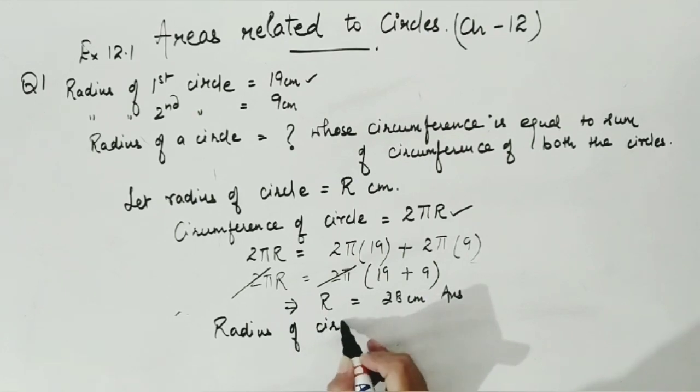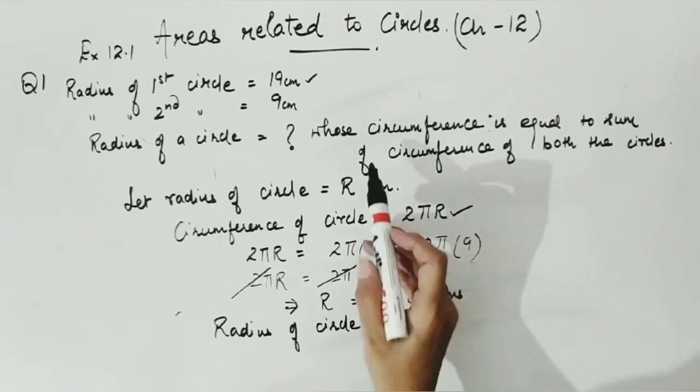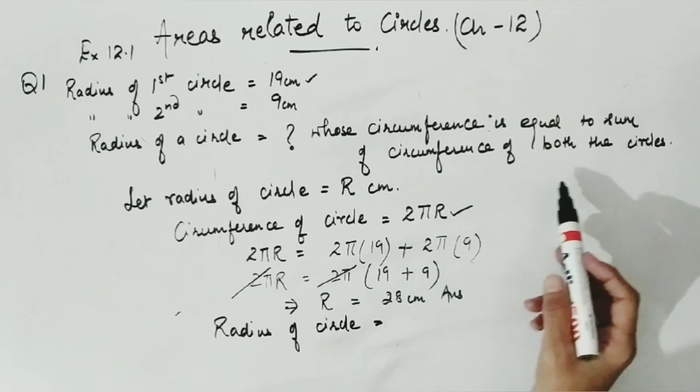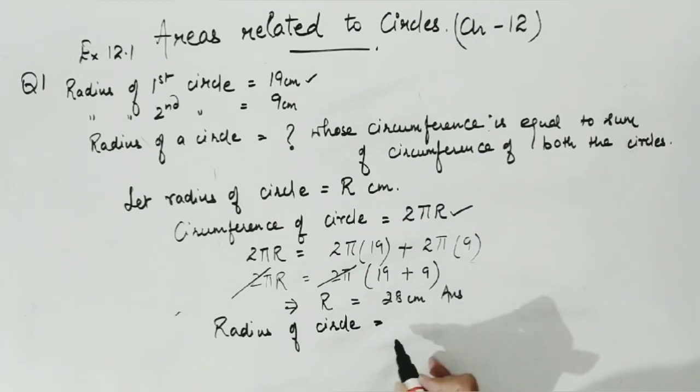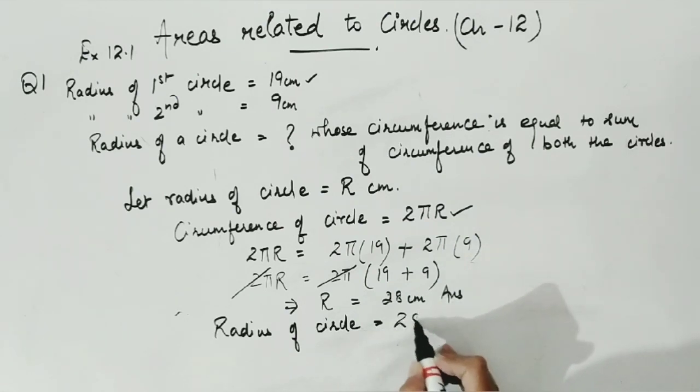So that's how you would get the radius of the circle which has got circumference equal to the sum of circumferences of both the circles. So that radius would be 28 centimeters.